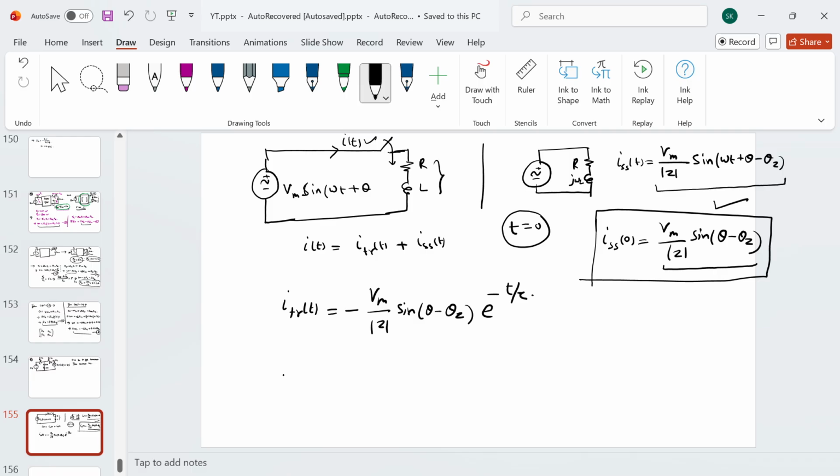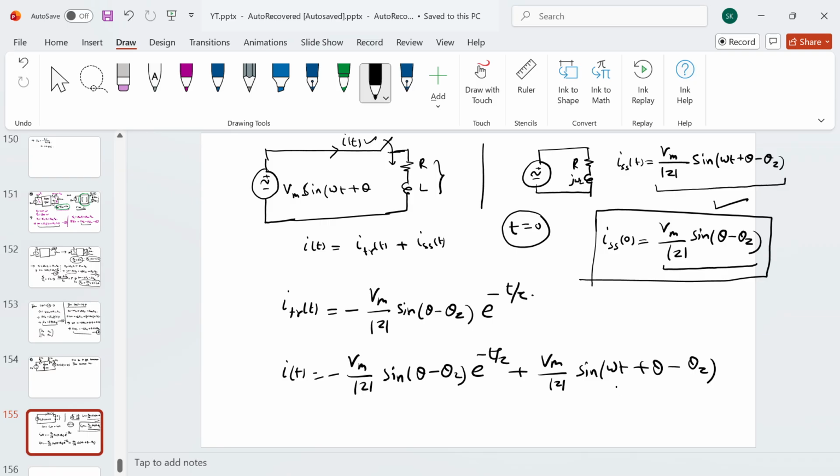This is the transient component. If you write the total current, I of t is equal to the transient current plus the steady state current: minus Vm by mod Z sine theta minus theta z e to the power minus t by tau, plus Vm by mod Z sine omega t plus theta minus theta z. If you put t equal to 0 in this equation, you will see that I of t is simply 0. That is what the inductor demands. Because of the inductor, this extra decaying DC component comes into the picture. That is what we call the transient component.